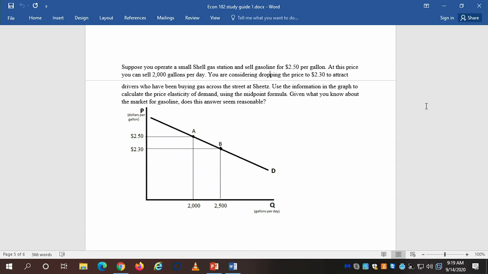So using the information we have on this graph, let's calculate the price elasticity of demand and see what we think the response is going to be. So our formula is Q2 minus Q1 over Q1 plus Q2 over 2. Divide that whole thing by P2 minus P1 over P1 plus P2 divided by 2.